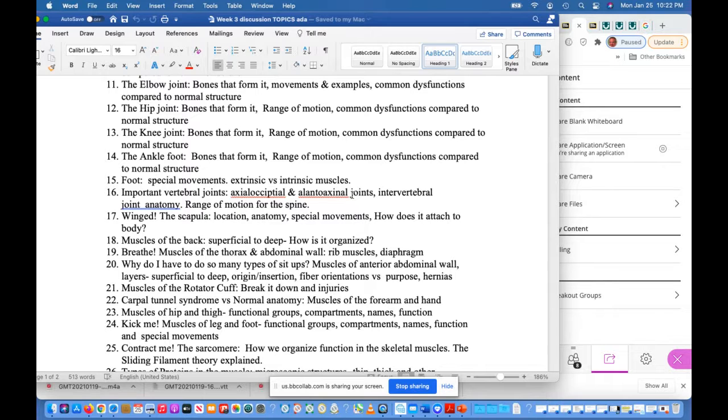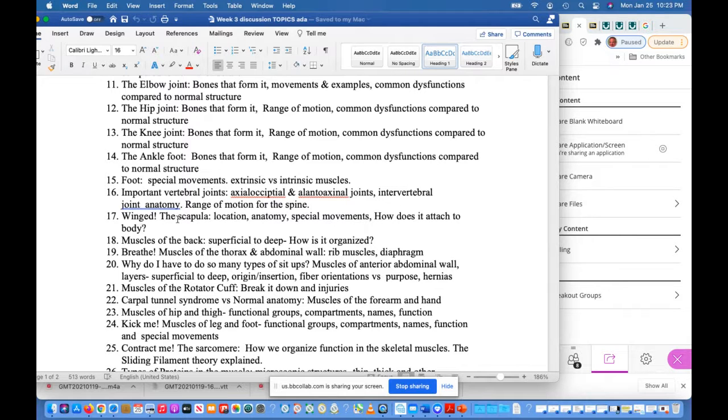This should be the atlantoaxial, and this should be the atlanto-occipital. Yeah, atlanto-occipital and atlantoaxial. The intervertebral joint anatomy, these are between any two vertebrae.